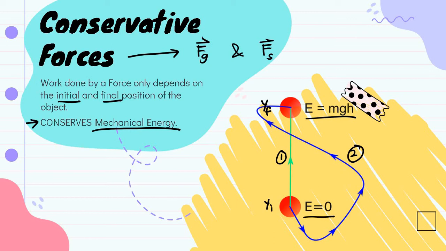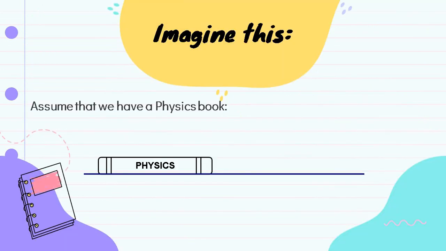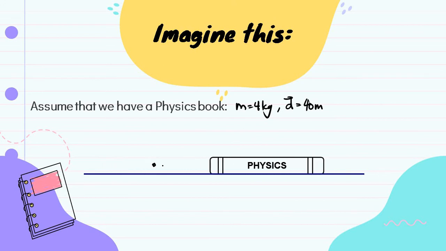Alright? So the total mechanical energy of the system is fully conserved. So let's proceed now with non-conservative forces. So we have here again the physics textbook. Let's say again that the mass of the physics textbook is 4 kilograms and the displacement is again 40 meters. So if I wanted to move this physics textbook from this point up to this point, I wanted to move it in that direction.